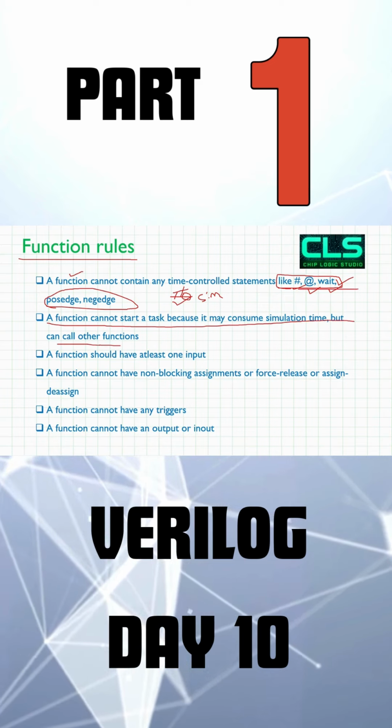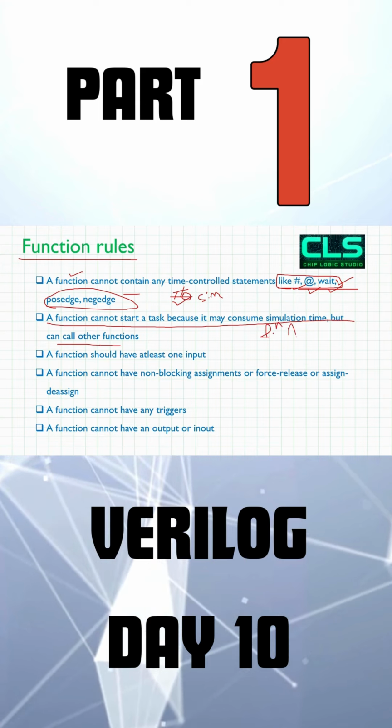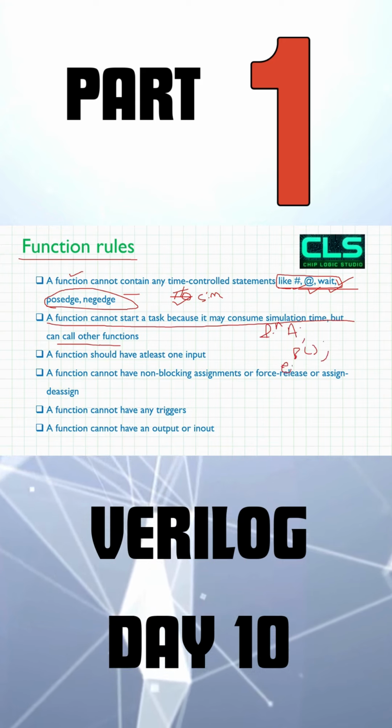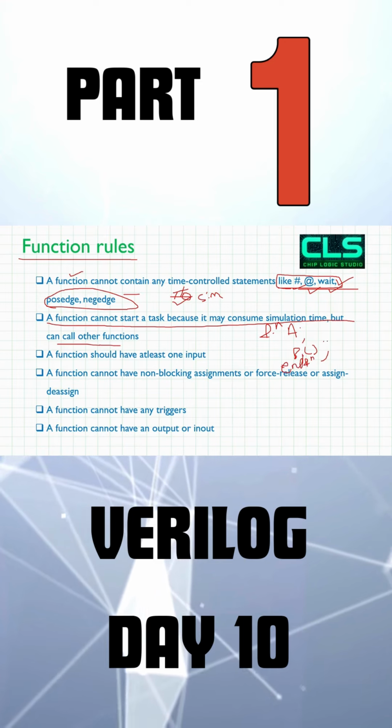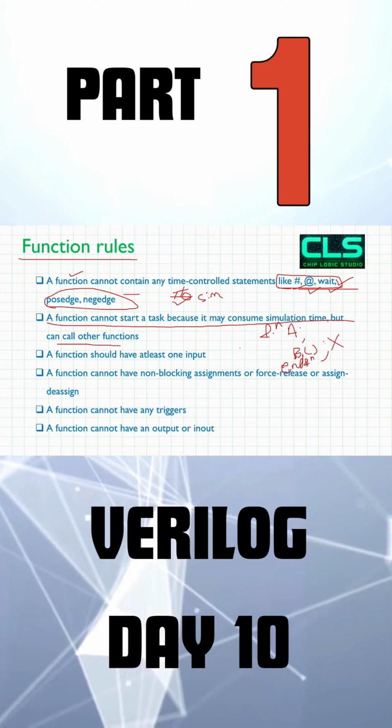A task can be used with delays. These delays can be used inside the task. So if you are calling from function A to function B, that's fine, because a function doesn't have any delays or triggering elements. But if B is a task and the task has some delay, it will give a compile error. So this is not allowed.